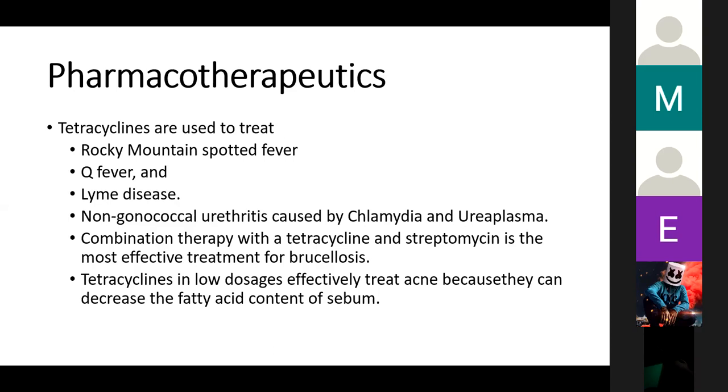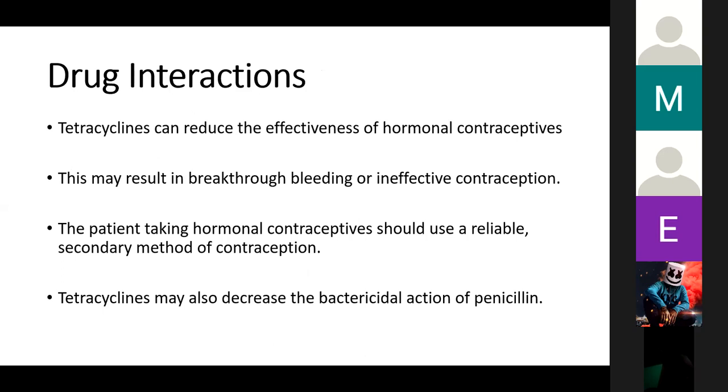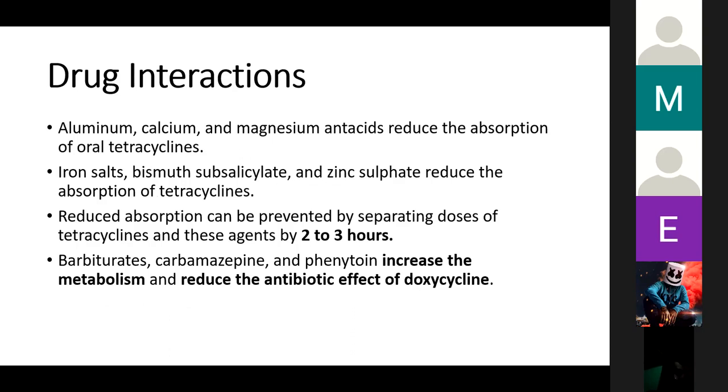So drug interactions, they also reduce the effectiveness of hormonal contraceptives, and they can lead to breakthrough bleeding. And as usual, with all this ineffectiveness, the patient should have a backup, because otherwise they can have failure of the contraception. And when you take the tetracycline with penicillin, it decreases the bactericidal action of the penicillin. And things like magnesium antacid will reduce the absorption of oral tetracycline.